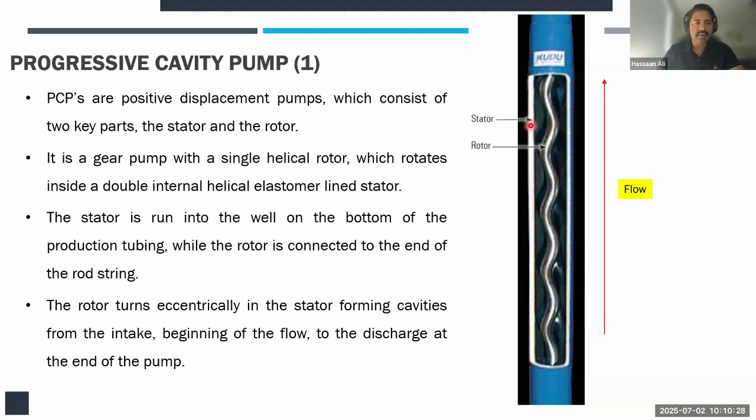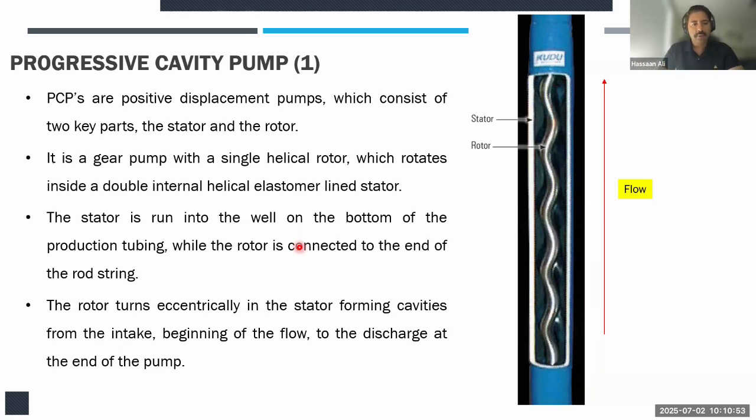So the stator is run into the well at the bottom of the production tubing, so it is part of your completion. And then the rotor is connected with a series of rods called sucker rods, and then it is lowered. So your stator is deployed first. When your stator is at your pump setting depth, then you lower your rotor all the way from the surface as part of a rod string, and it goes to the bottom and is installed inside the stator.